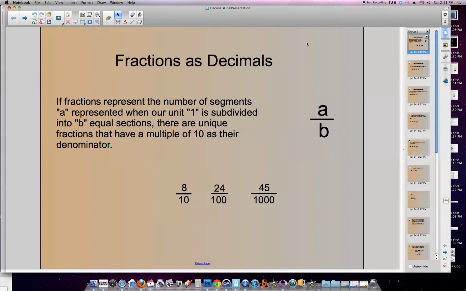Alright, when it comes to decimals, we need to realize that decimals are really just a special type of fraction that adheres to the properties of our number system. A fraction, the distance between 0 and 1, can be subdivided into any number of segments. However, if the number of segments that distance between 0 and 1 is being subdivided into is a multiple of 10, then it adheres to our place value system, and we can write it without having to actually write the fact that it's over 10.